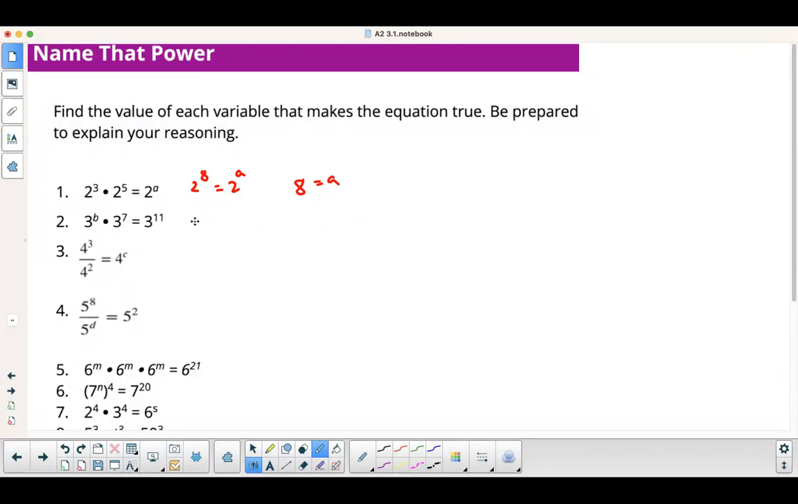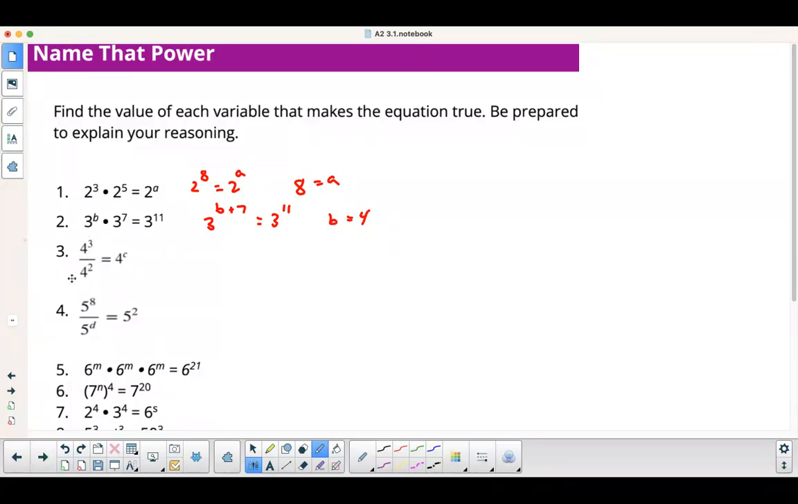This is kind of similar. I'm going to add my powers. So I'm going to get 3 to the b plus 7 equals 3 to the 11th. And then since my bases are the same, you could kind of say, oh, well, b would have to be 4. 4 plus 7 would give me 11. Okay, so b would equal 4 there.